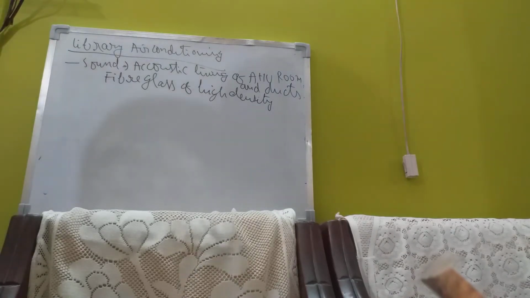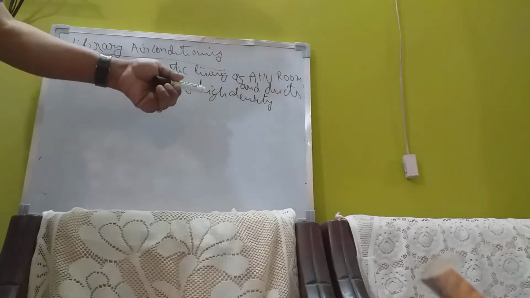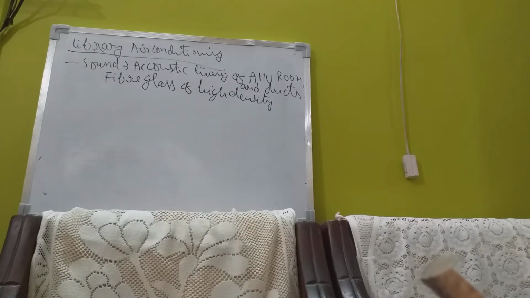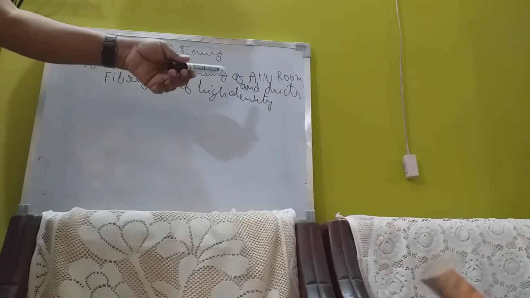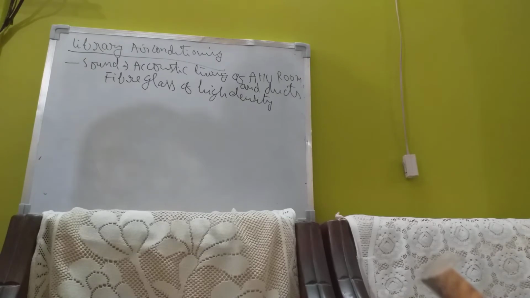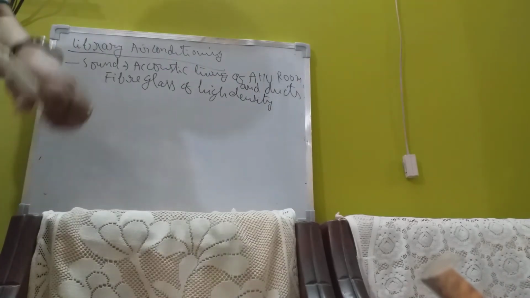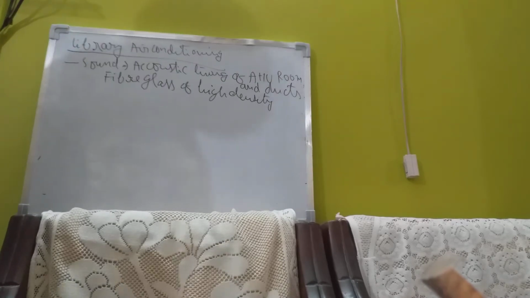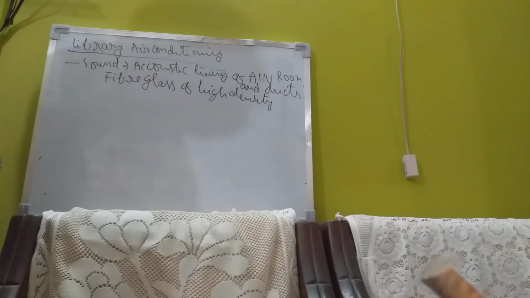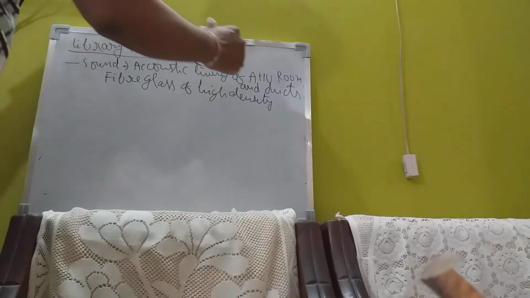So high density fiberglass, whenever there is sound vibration, it absorbs the sound vibration, and as a result of absorbing the sound vibration, there is no transmission of humming sound from the HU room to the library room. Not only that, in case of that, also ducts are properly acoustically balanced.